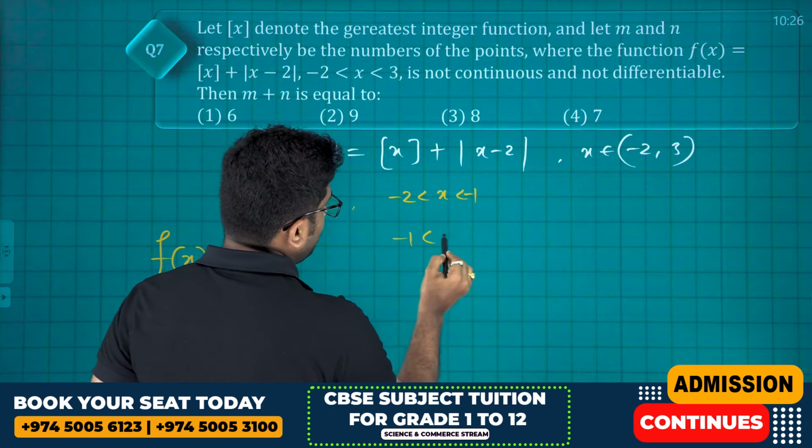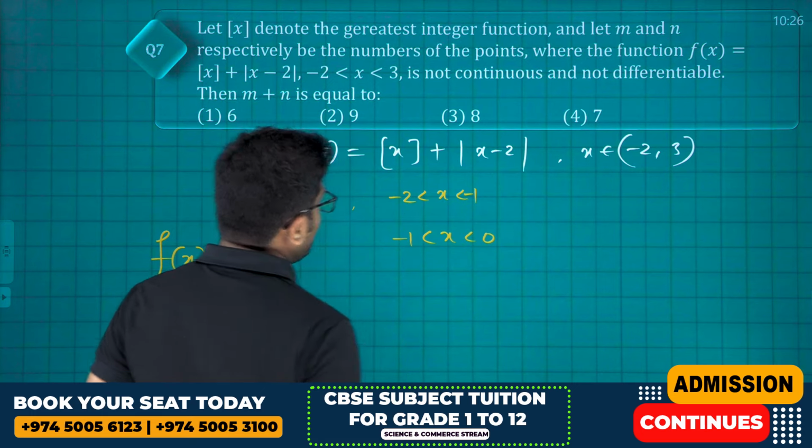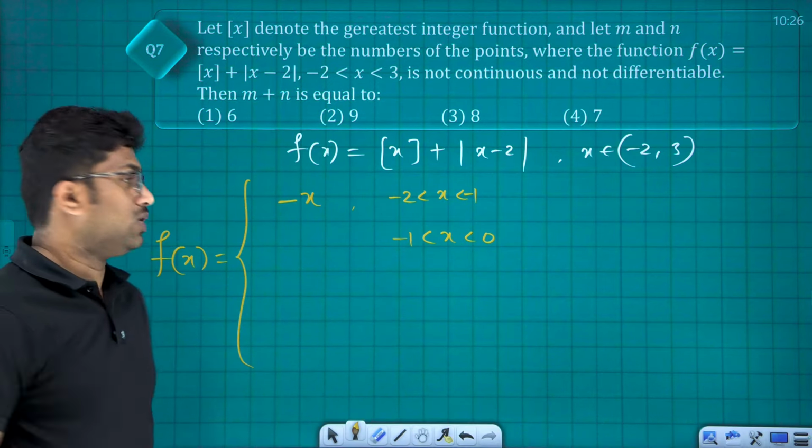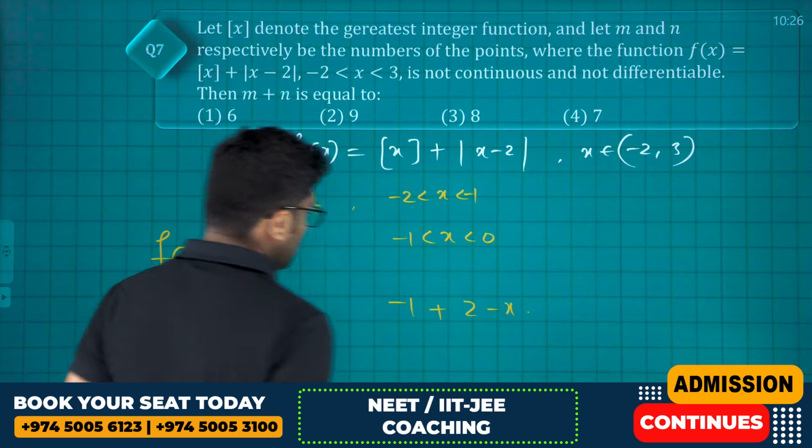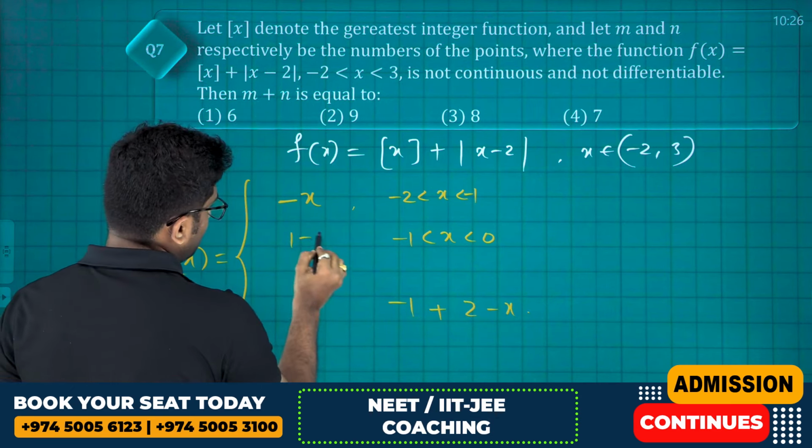Next, minus 1 to 0. For x belongs to minus 1 to 0, step x is minus 1 plus this is 2 minus x, which is nothing but 1 minus x.